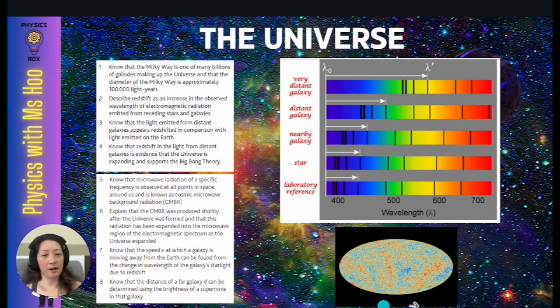In terms of CMBR, this is just a universe map of the CMBR. You don't actually need to know this map. I've just put this picture here just because. So this is what you need to know about redshifting and CMBR.